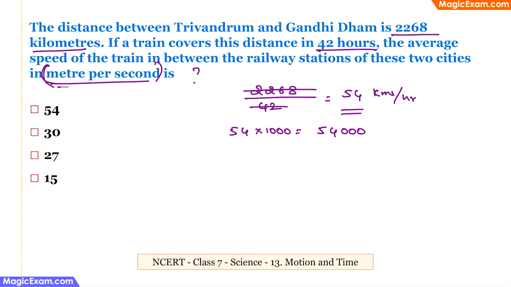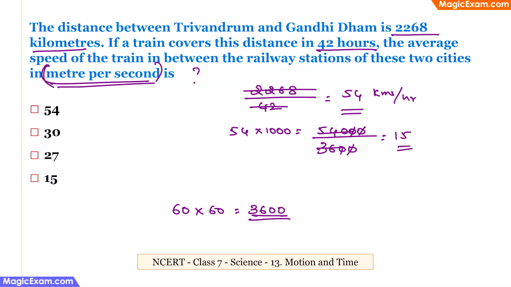Now to get it in meters per second, we have to see how many minutes are there in an hour. There are 60 minutes. And how many seconds are there in each minute? There are 60 seconds. Therefore, there are 3600 seconds in every hour. Now if we divide this 54,000 by 3600 seconds, then we will get the answer in meters per second. So this will be 15. Therefore, the train has traveled at a speed of 15 meters per second between these two stations. So the answer here is 15.